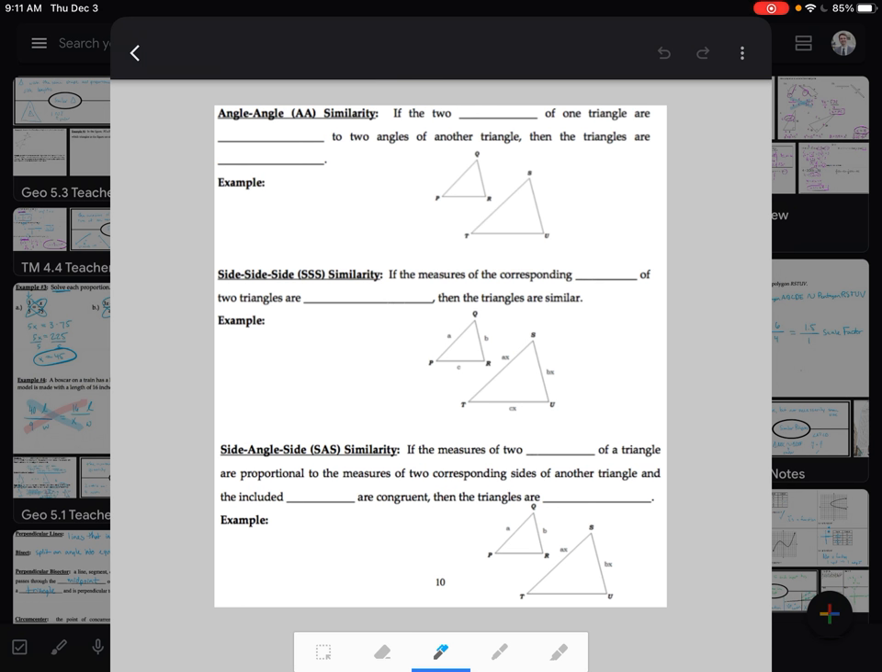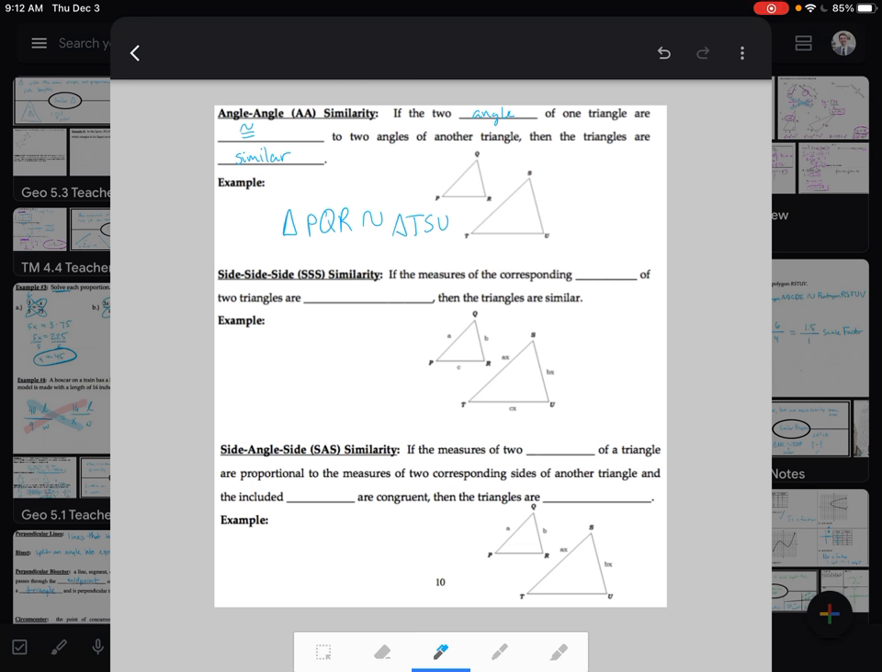The first one is AA, angle similarity. If you have 2 angles that are the same, basically it says that they're similar. So if 2 angles of one triangle are congruent, we'll use our congruent sign here, to 2 angles of another triangle, then we can say that these triangles are similar. All we need is 2 angles, and with 2 angles we can say for sure that these things are similar. So here, PQR is similar to TSU.